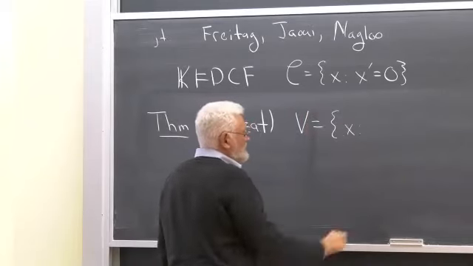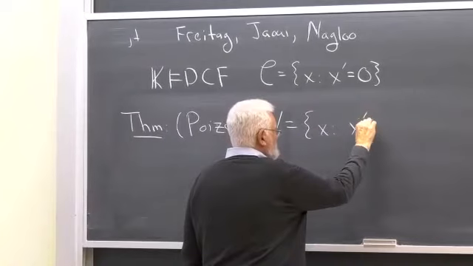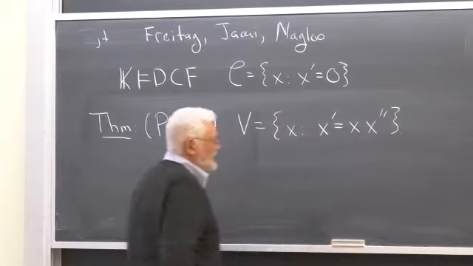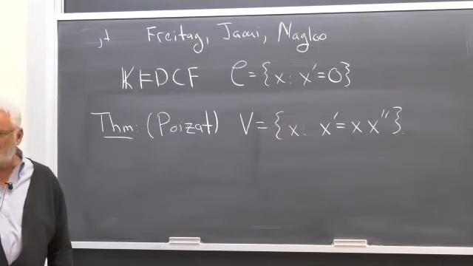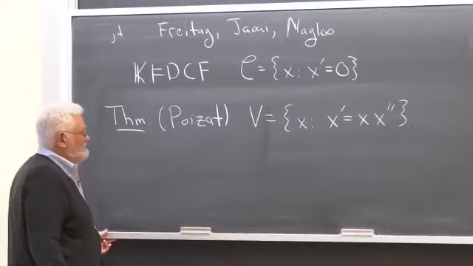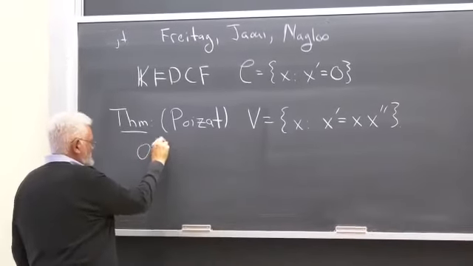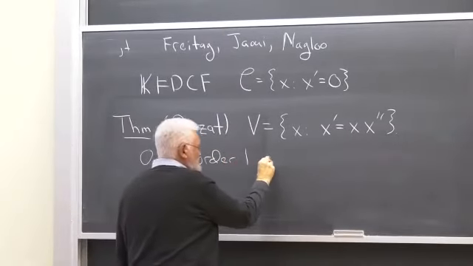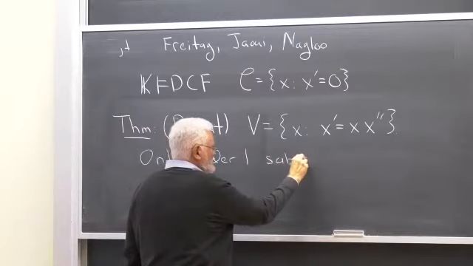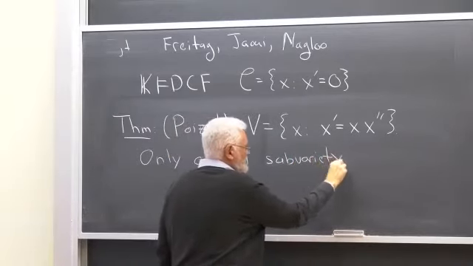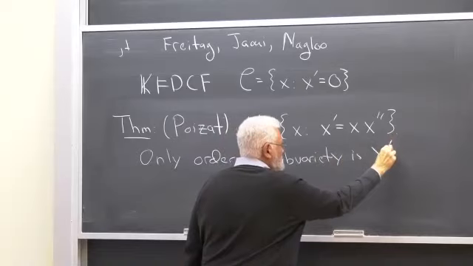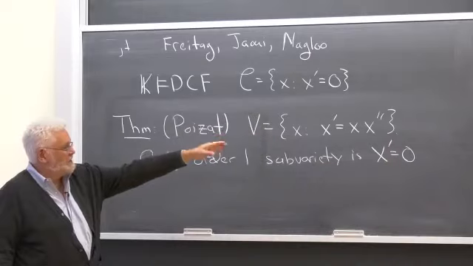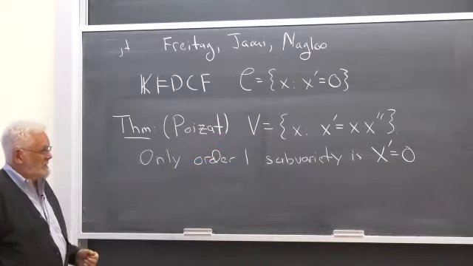Look at the solutions to the equation x prime equals x x double prime. So this is an order 2 differential equation. What he proved is that the only order 1 differential subvariety is the constant field. It's just given by x prime equals 0. Of course, if x prime equals 0, that'll be a solution to this, but it's the only one.